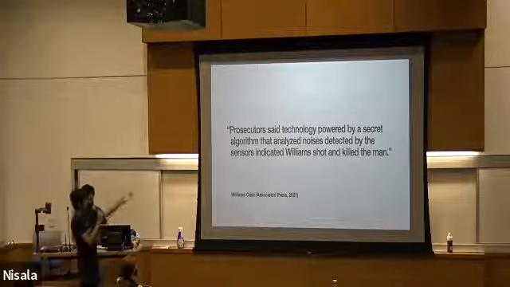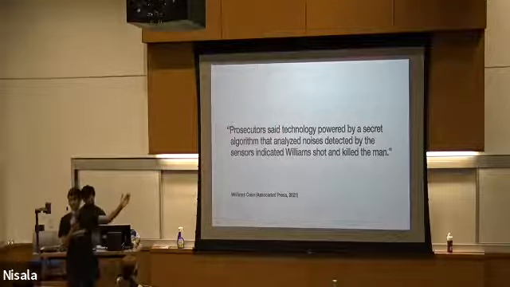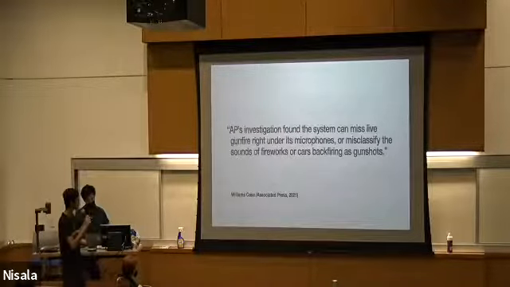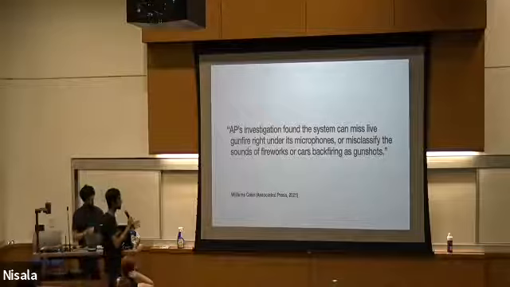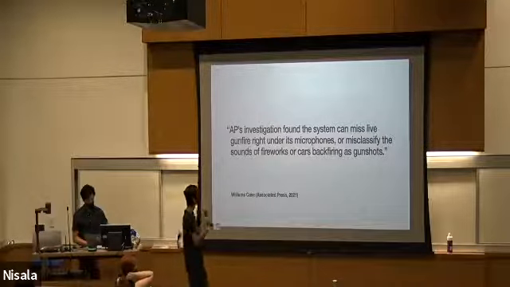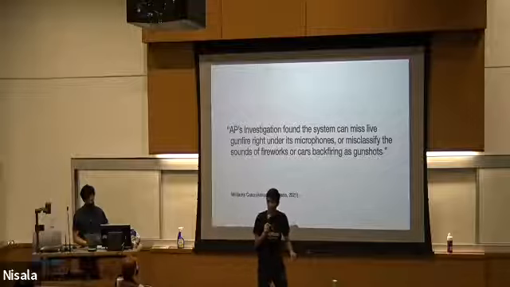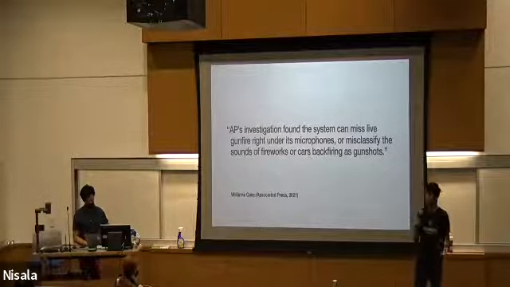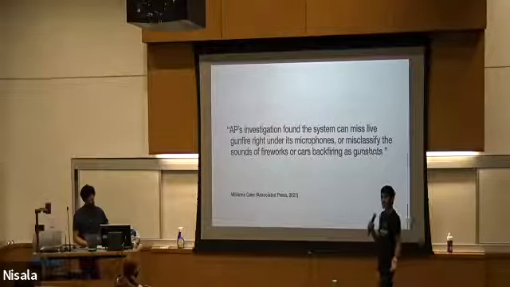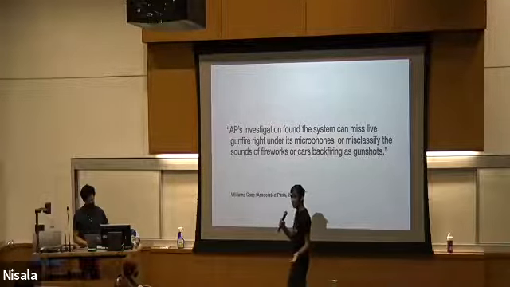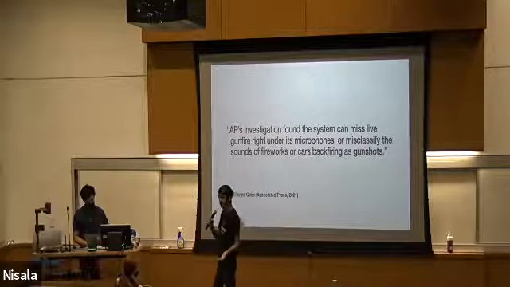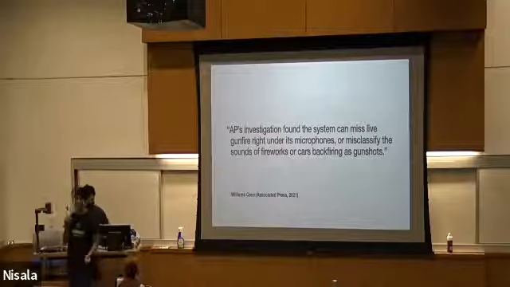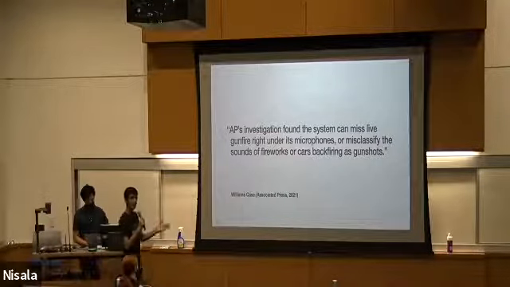Prosecutors said that he shot and killed him. And of course, he didn't. We now know. An Associated Press investigation found that the ShotSpotter system can miss live gunfire right underneath its microphones. And it can mistake it with sounds of fireworks or cars backfiring, which of course you're gonna hear at intersections, right? Of course you are. Now imagine your car backfires and then some police officers show up at your door and say that you killed a guy. That's what this AI does.